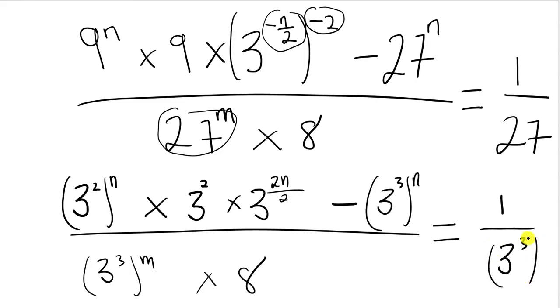Now from what we are having here, this exponent n is going to multiply this 2. We are going to do some cancellation here. This 3 is going to multiply this n. When it comes to the denominator, this 3 is going to multiply this m. All right, so now let's simplify this further.